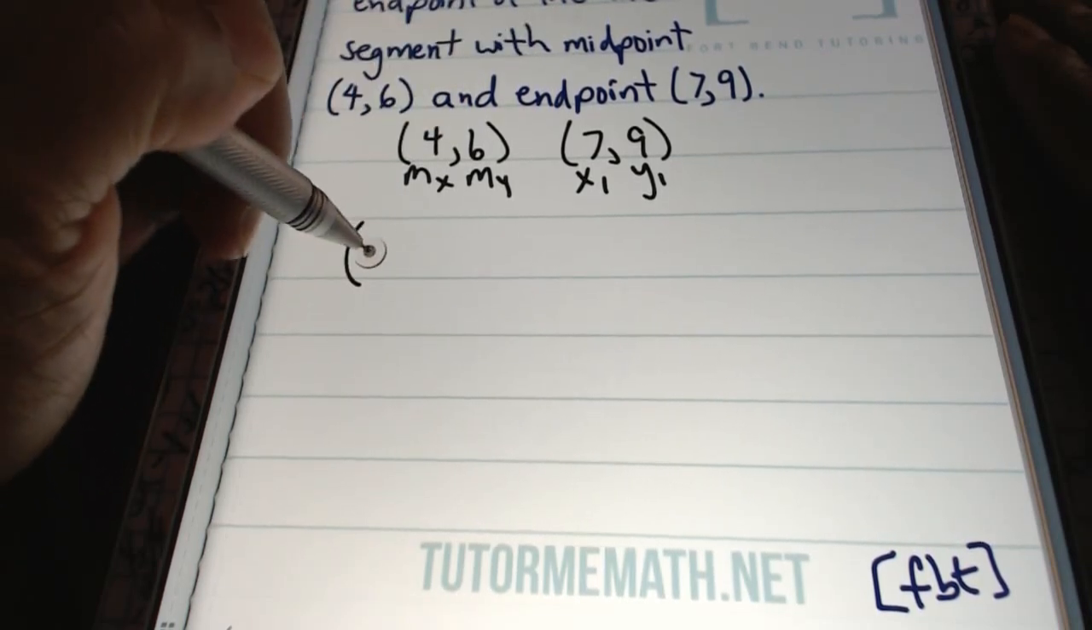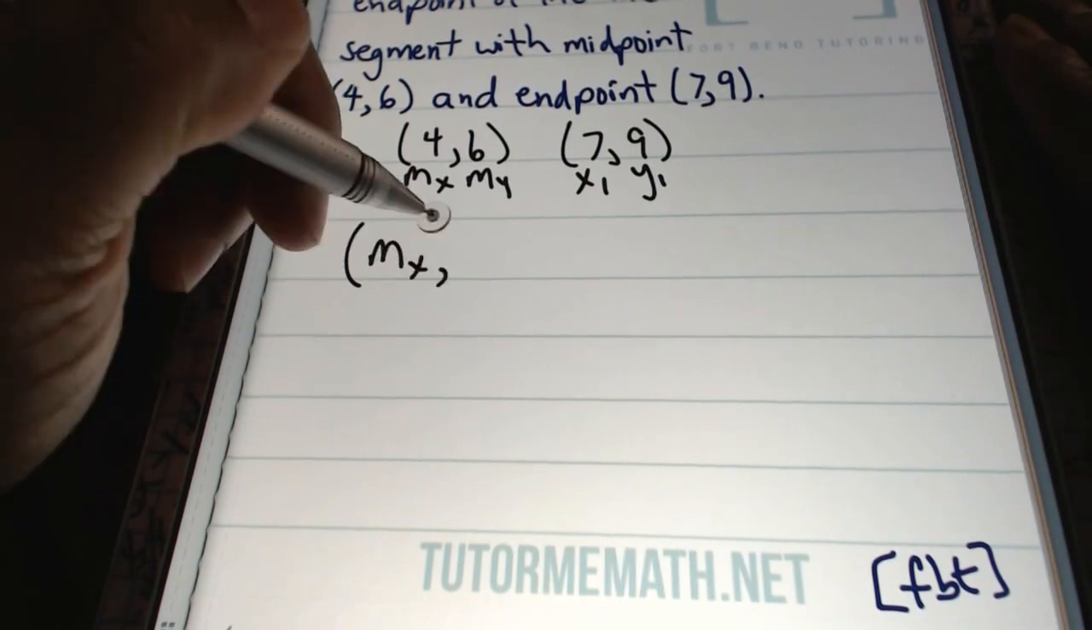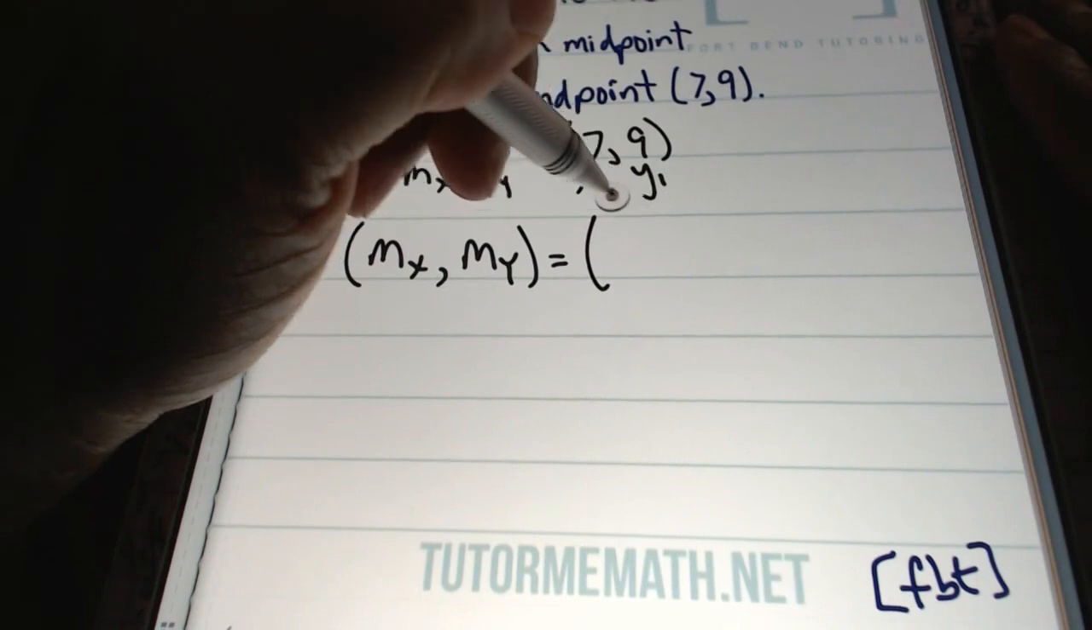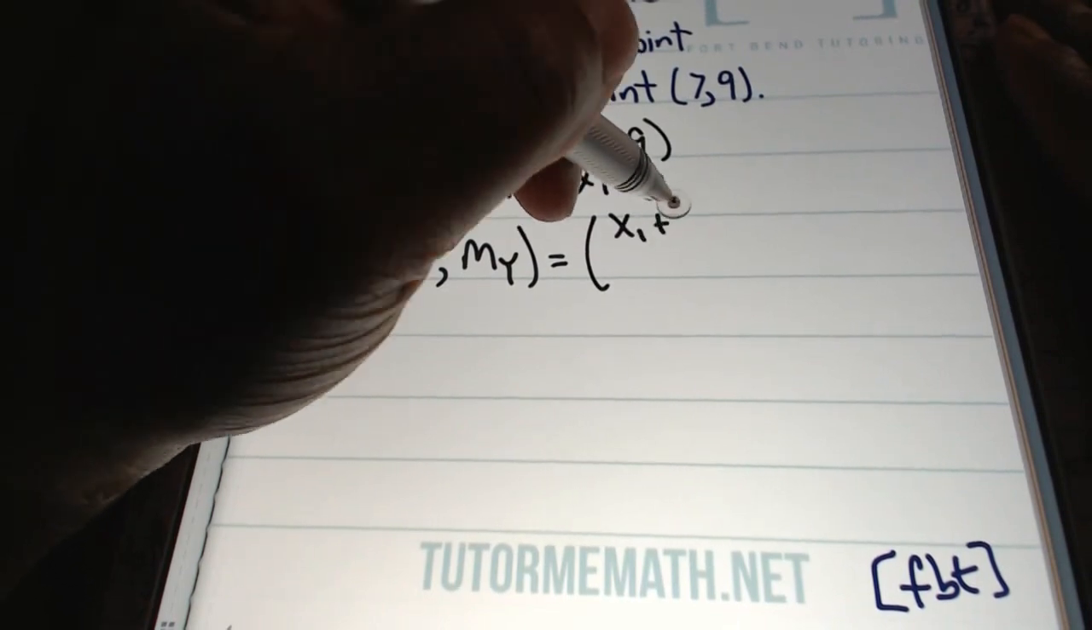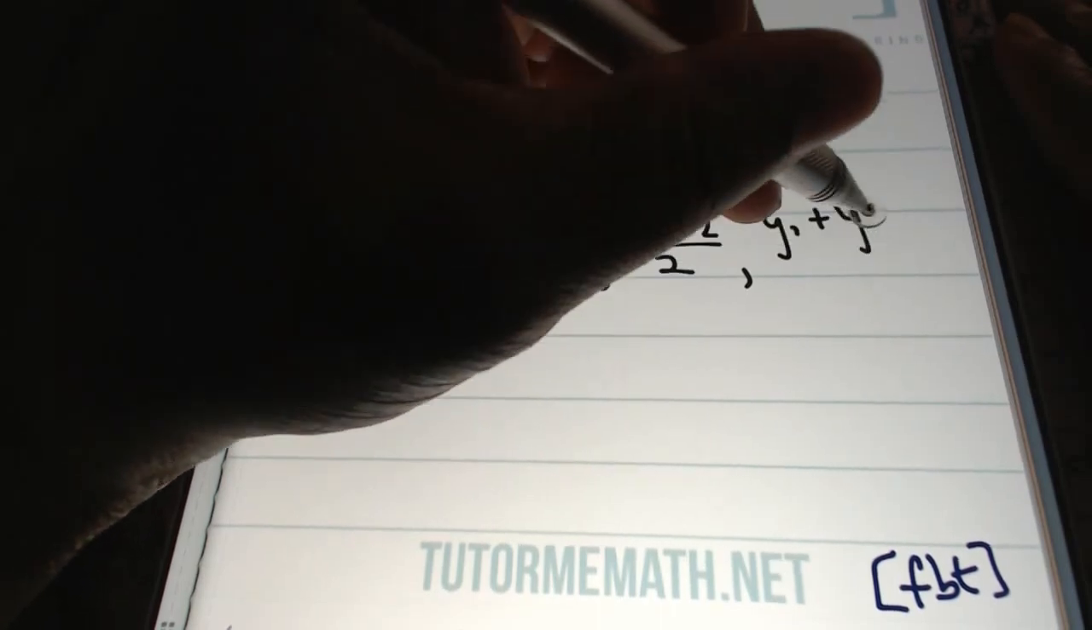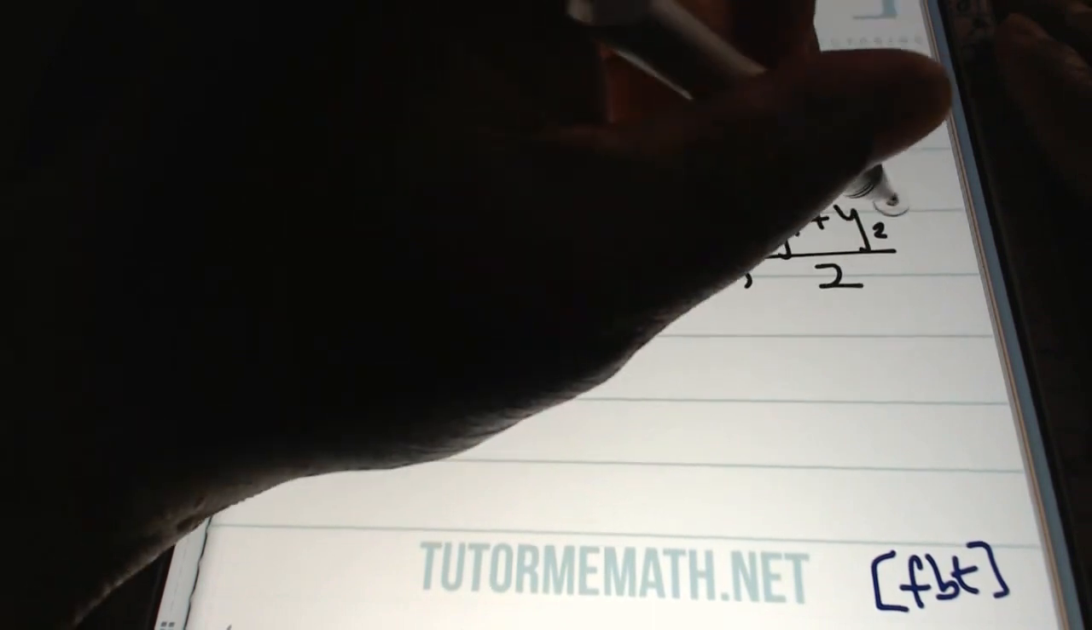For instance, we can say that we have the x value of the midpoint, we have the y value of the midpoint, and that would be equivalent to our formula, which is x1 plus x2 divided by 2, and we have y1 plus y2 divided by 2, right? I hate that 2. Let's fix that 2. There we go. It's a better 2.